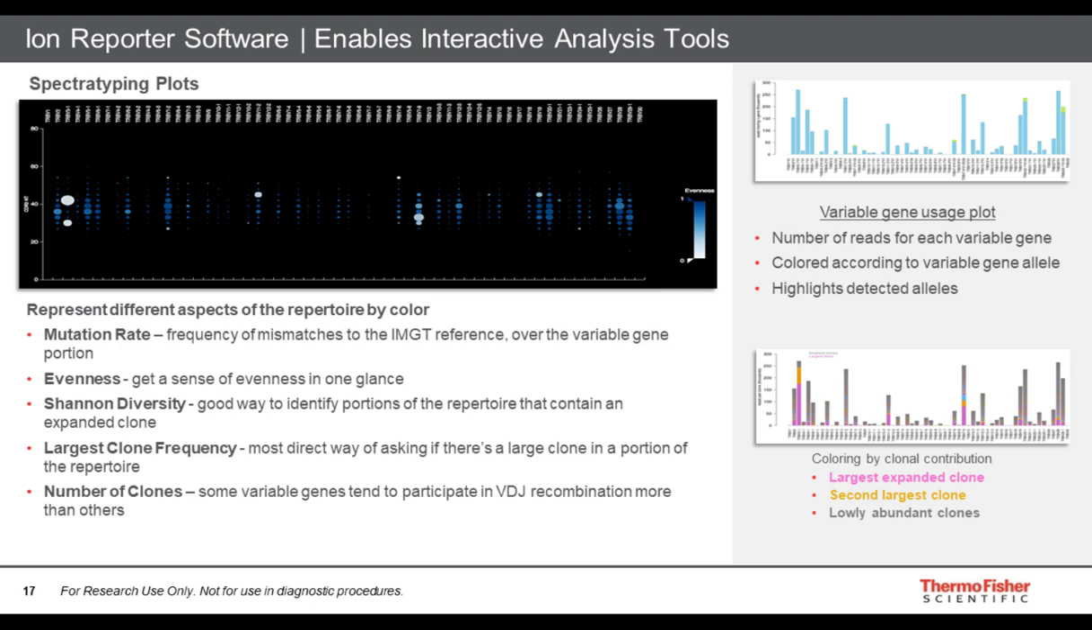The plot below that, the lower right, is showing the same data on V gene usage, except this time instead of coloring by V gene alleles, it's coloring the data according to the clone. So, for example, you can see in one of the tallest bars near the left, in the magenta color, a single very large expanded clone. Then in the orange color, there is a second clone that is also fairly expanded, and then a series of lowly abundant clones in gray at the top of that bar.